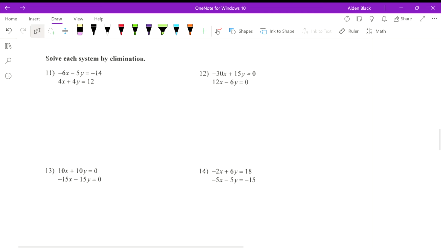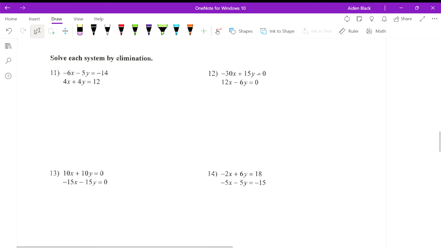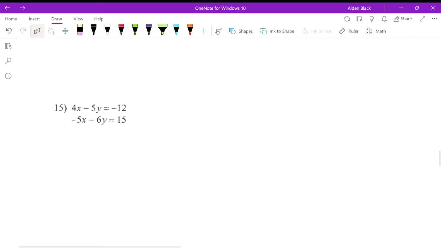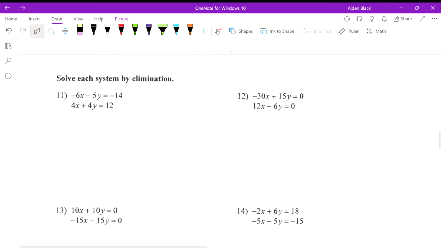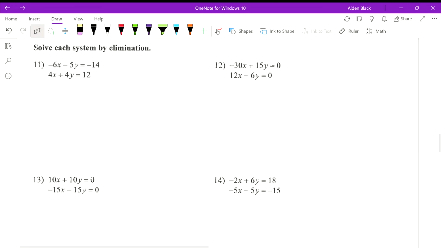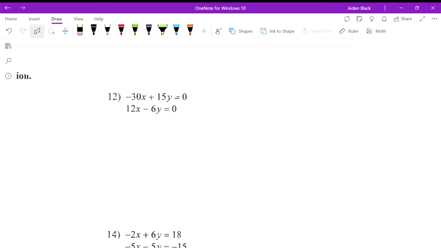If we're going to use elimination, there's the easy case in which when we subtract or add one equation from the other, automatically we get rid of one of the variables. Doesn't look like we have that for any of these equations, so this is more on the tough side. So let's see, let's do whichever one. We'll do 12. Okay, so we have negative 30x plus 15y equals 0.